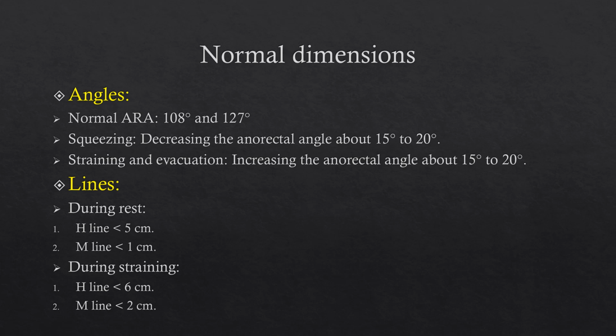For the lines during rest, the H line, as we said before, should be equal to or less than 5 centimeters. The M line also should be equal to or less than 1 centimeter. During straining, these lines will be slightly increased. It should be accepted if the H line is less than 6 centimeters and the M line less than 2 centimeters during straining.